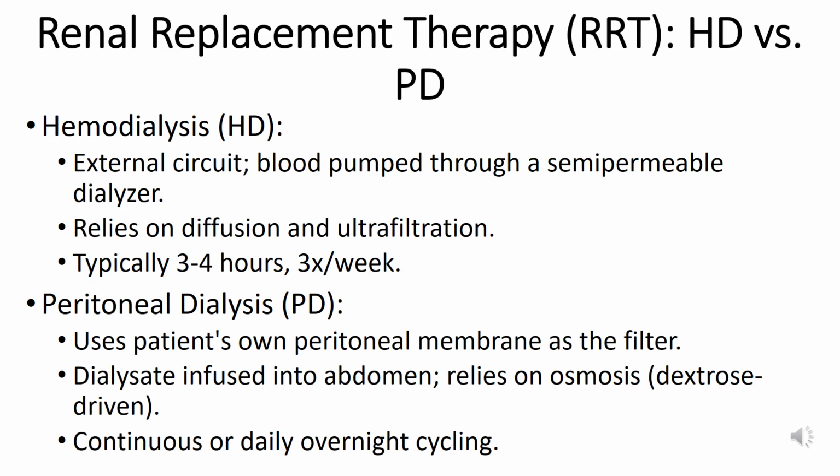Waste products move across the membrane by diffusion. Diffusion occurs when substances move from an area of higher concentration to an area of lower concentration. As blood passes through the dialyzer, toxins such as urea and creatinine move into the dialysis fluid. At the same time, excess electrolytes can also be removed. Hemodialysis also uses ultrafiltration. This process removes excess water from the bloodstream. Pressure gradients pull fluid across the membrane. The result is improved fluid balance and relief of volume overload.